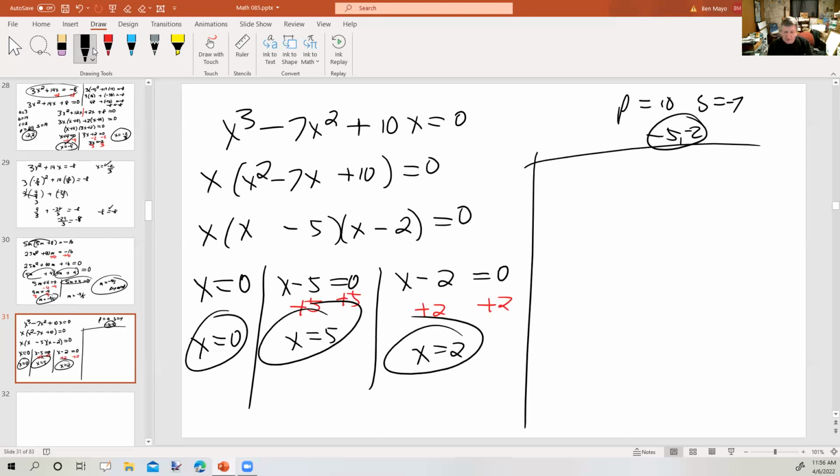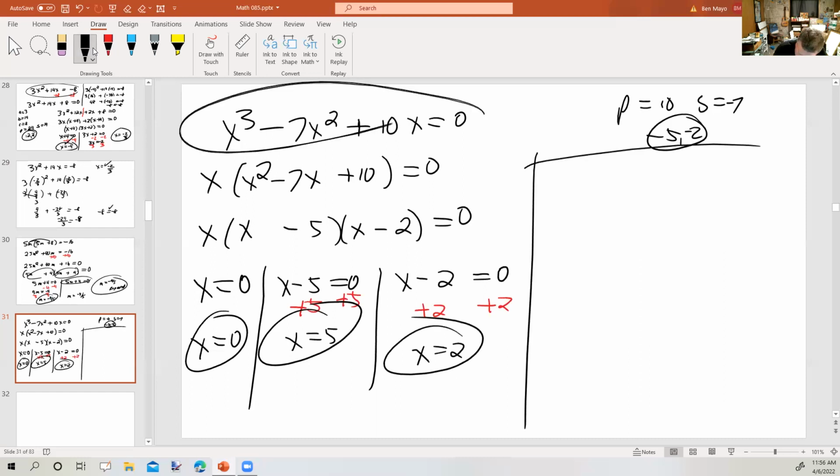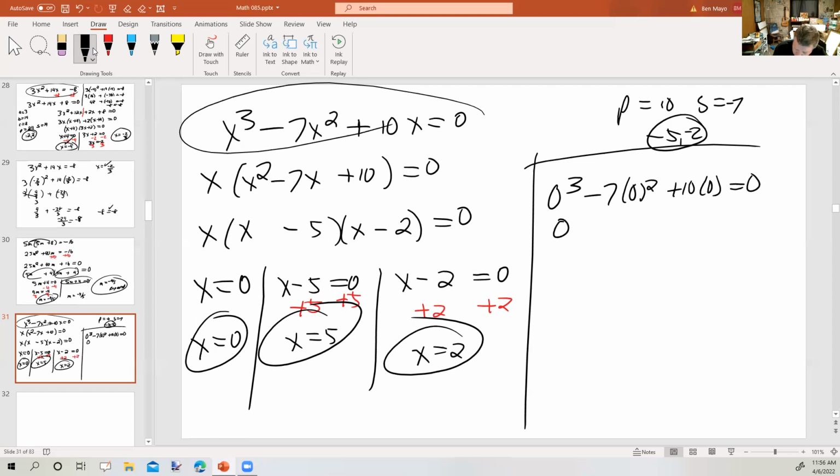Let's check our work. If x is 0, plugging it in here, we'd get 0 cubed minus 7 times 0 squared plus 10 times 0 equals 0. Well, 0 cubed is 0. 0 squared is 0 times 7 is 0. So 0 minus 0 plus 10 times 0 is 0. 0 minus 0 is 0 plus 0 is 0. 0 equals 0. That's a lot of nothing, isn't it? Okay.